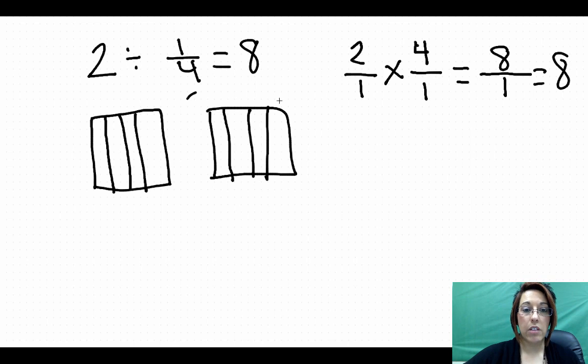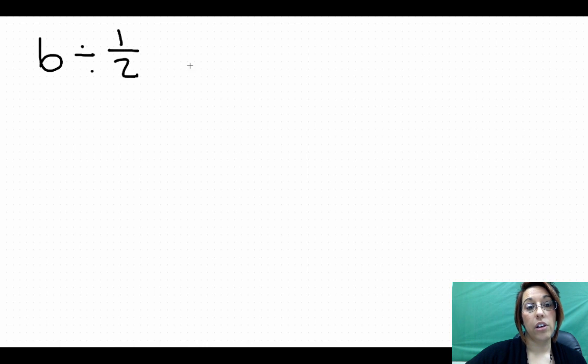The thing that kids forget is to keep the whole number, switch the sign, and then flip the fraction. So let's look at another example. I find that it's easier to go ahead and do the model and then do my algorithm to back it up.